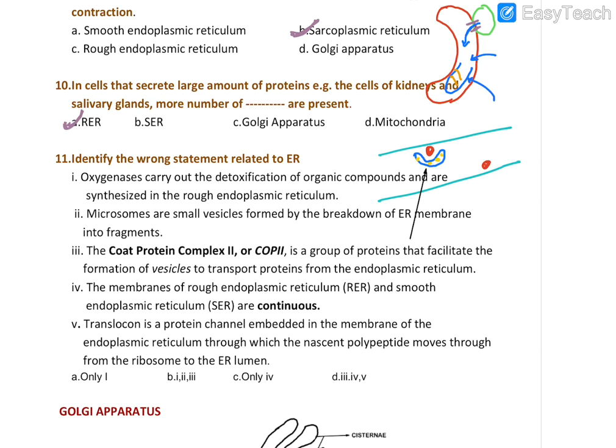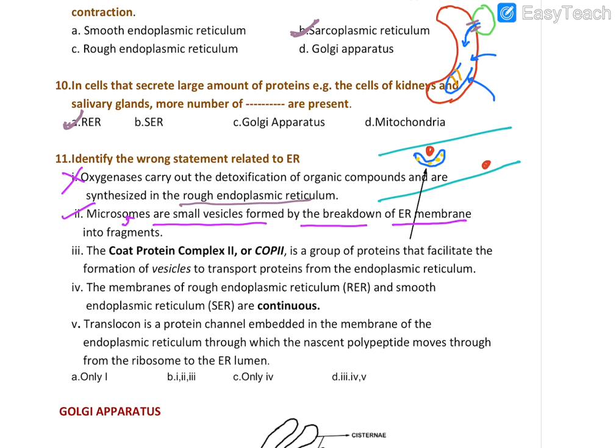Coming to the 11th question, identify the wrong statement related to endoplasmic reticulum. Oxygenases are enzymes required for detoxification, but they are present in smooth endoplasmic reticulum. But in the first statement, we have been given rough endoplasmic reticulum. That's why the first statement is wrong. If you take the second one, microsomes are small vesicles formed by the breakdown of endoplasmic reticulum membrane into fragments. If they are associated with ribosomes, they are called rough microsomes. If not associated with ribosomes, they are called smooth microsomes.